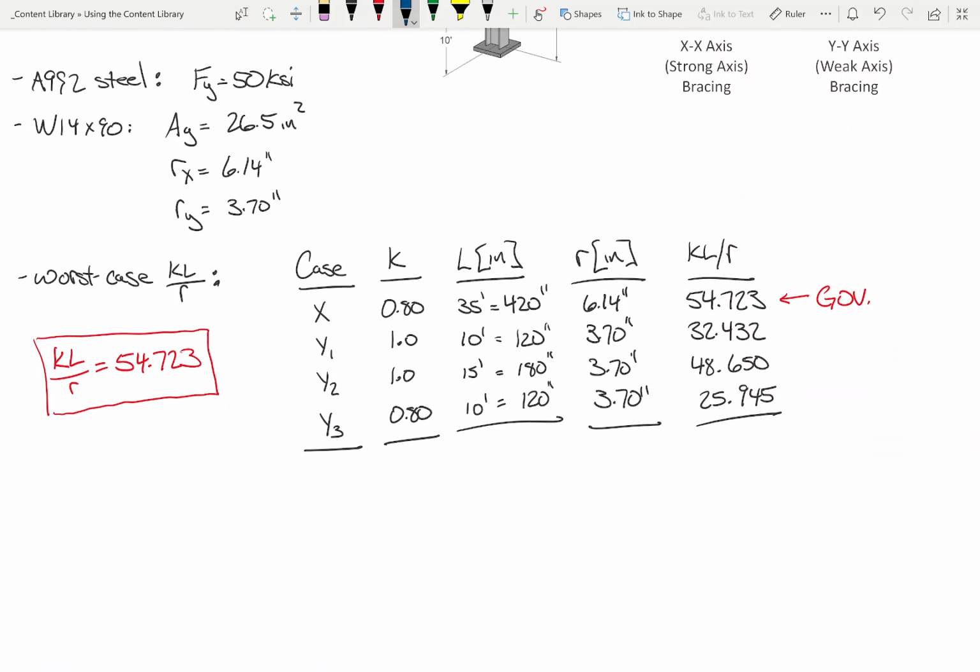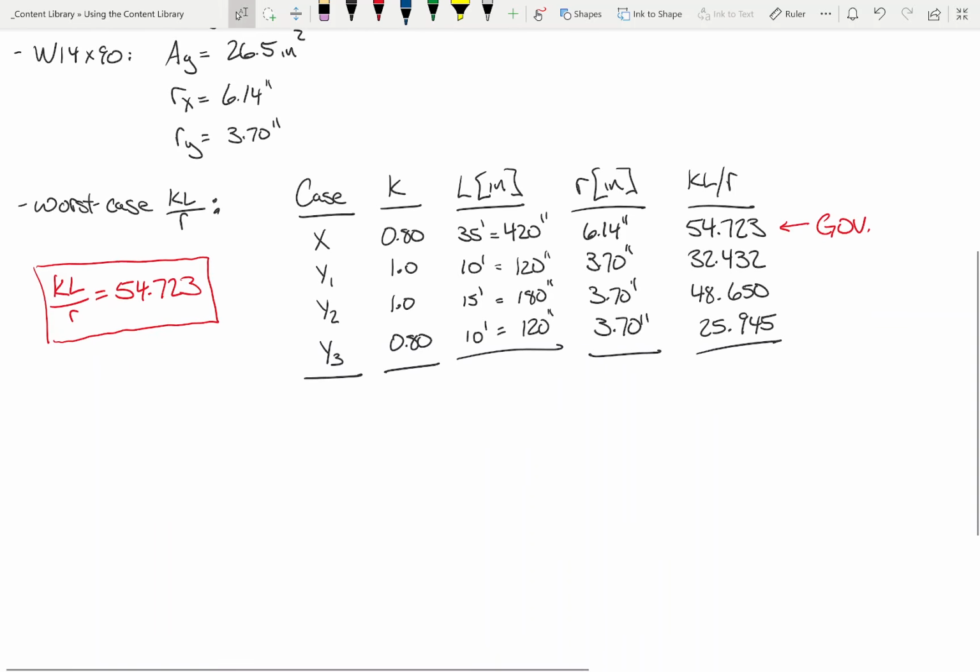All right. If that's the case, now let's go back to the spreadsheet. Once you had a KL over R, what did you then calculate?